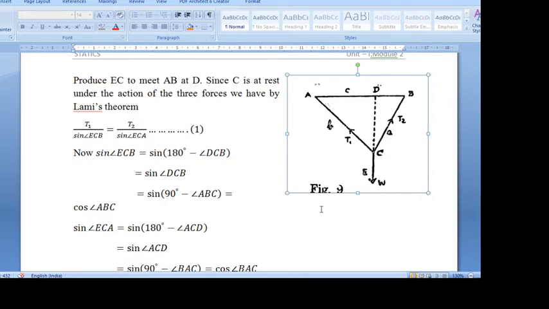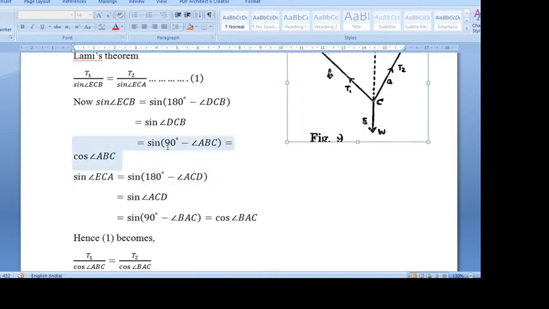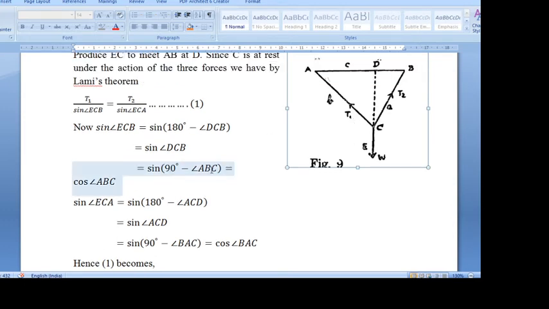But sine TCP equals sine of 90 minus ABC. What is sine of 90 minus ABC equal to? It equals cos ABC, because cos of 90 minus theta equals sine of 90 minus theta equals cos theta. Therefore, sine of 90 minus ABC equals cos ABC.